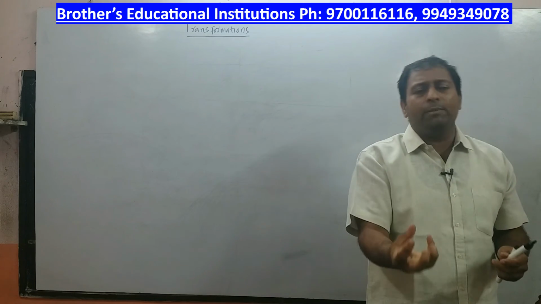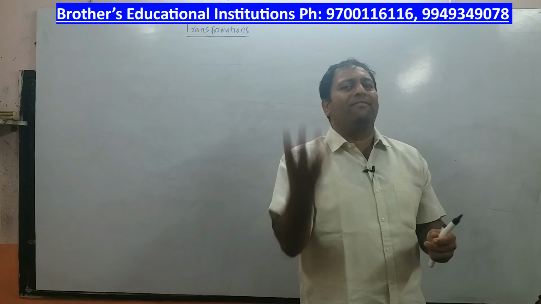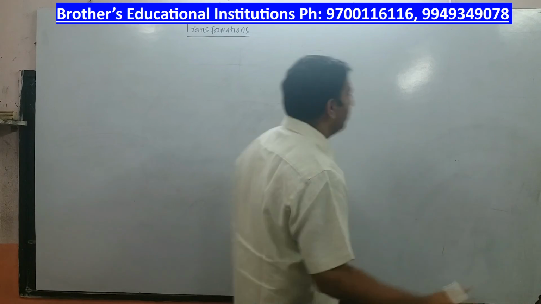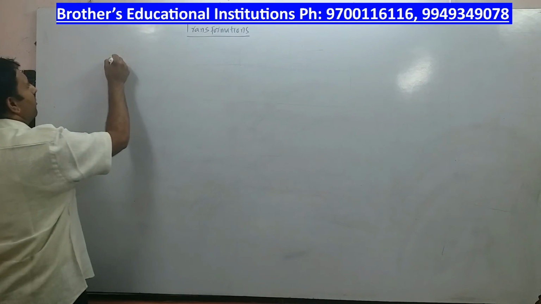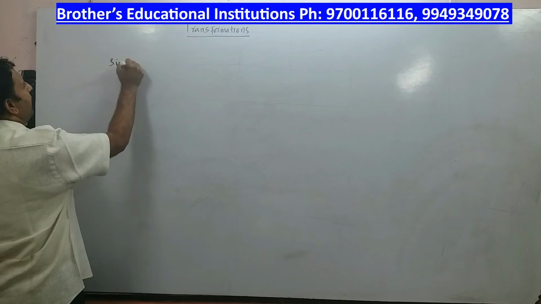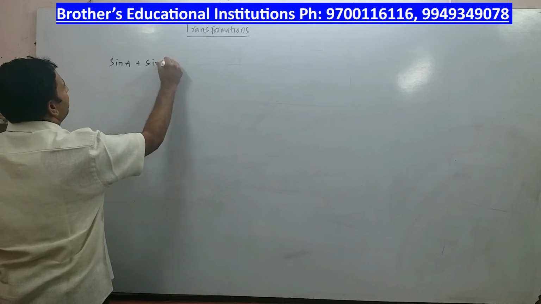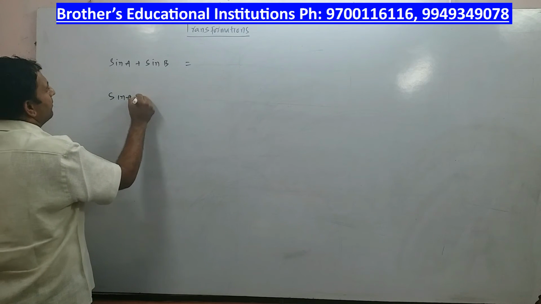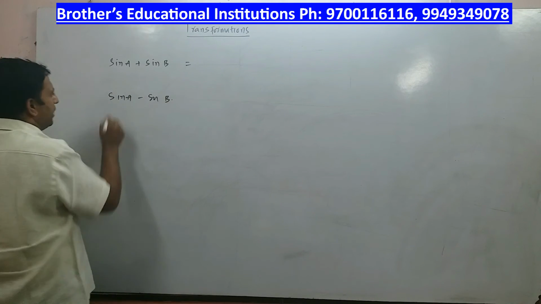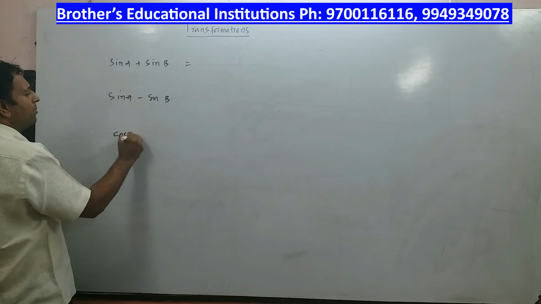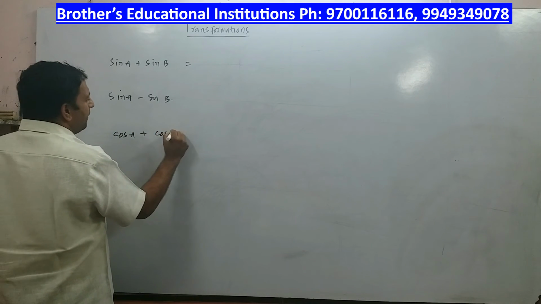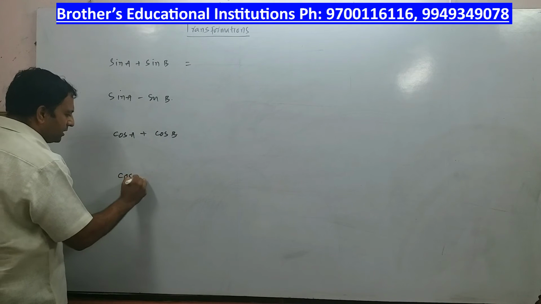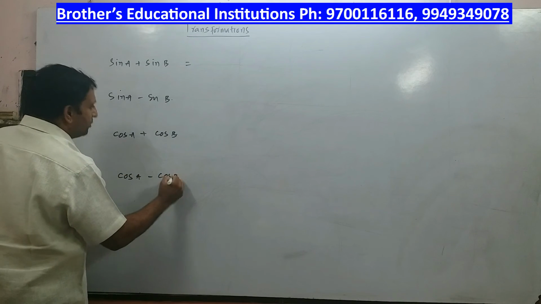But these are the minimum things any student is supposed to know at 11th standard. So transformations, please have a view. What is transformation formula deal with? It is like sine A plus sine B, sine A minus sine B. Now there is a way in which you must remember. That's why I am writing these formulas: cos A plus cos B, and cos A minus cos B.